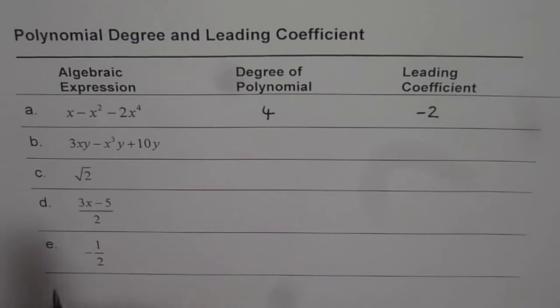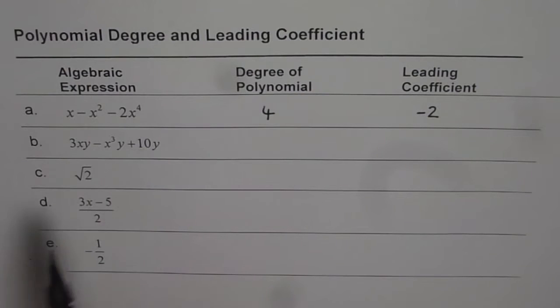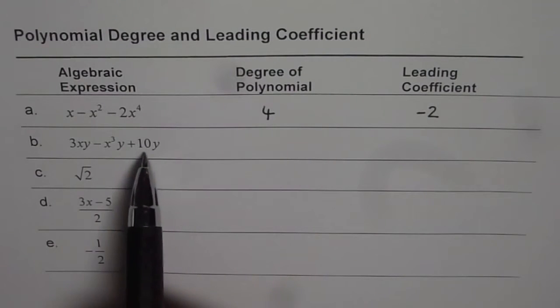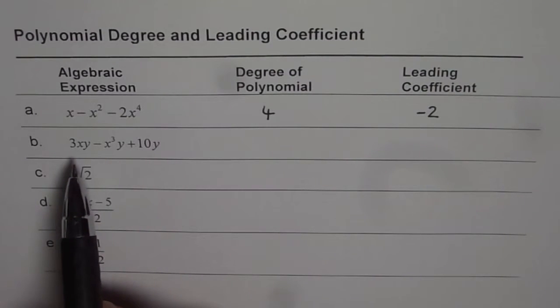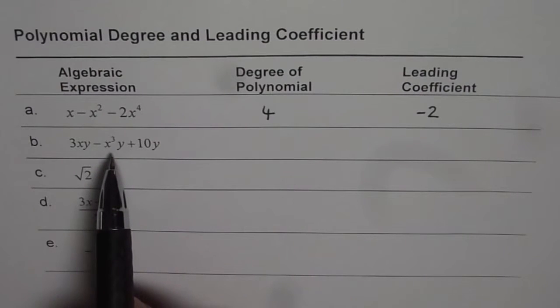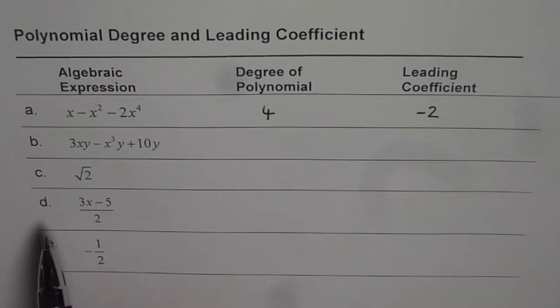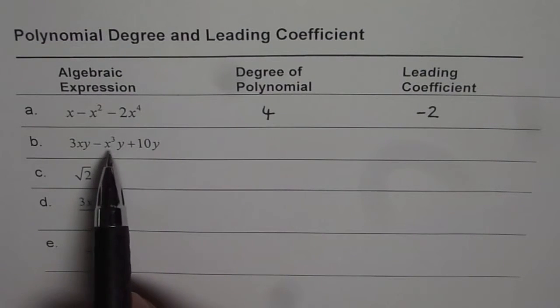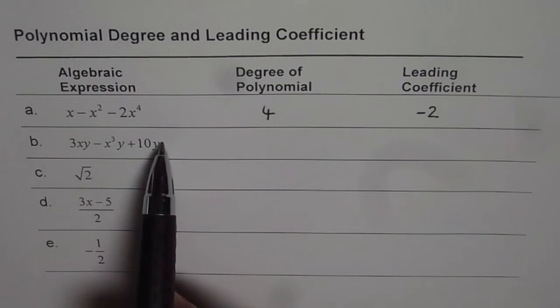Let's move on. We have 3xy minus x cubed y plus 10y. Here we have a polynomial with two variables x and y. Now let's count the degree of each term. For the first term the degree is 1 and 1, 2. So there are two factors of variables. In the second term it is 3 plus 1, 4. So you can add the exponents of the variables to find how many factors of variables are there. And for the third term it is 1.